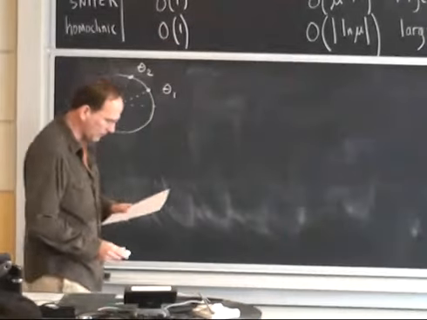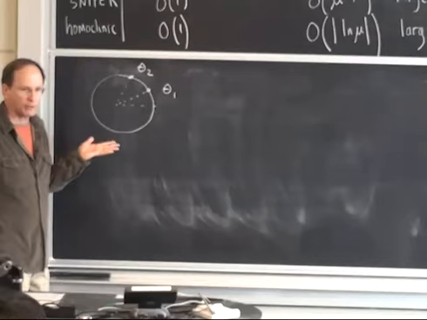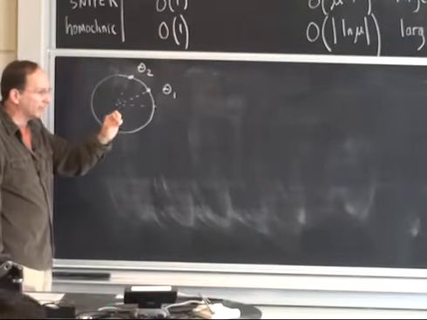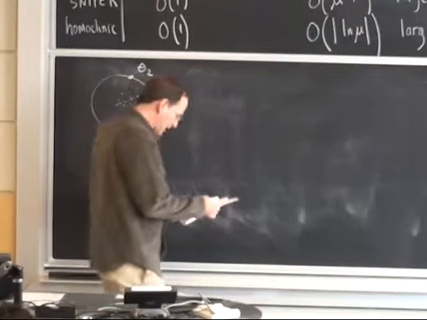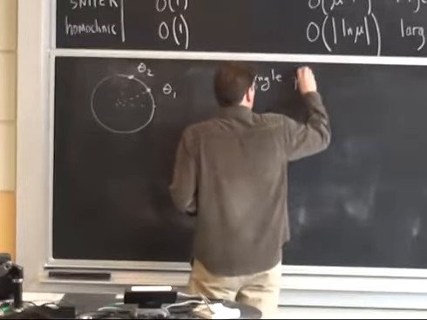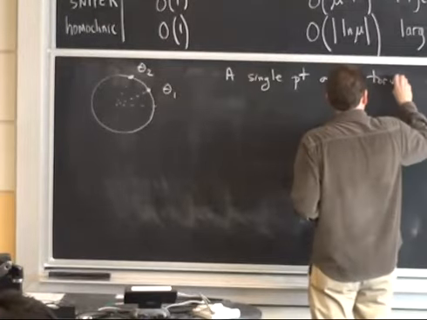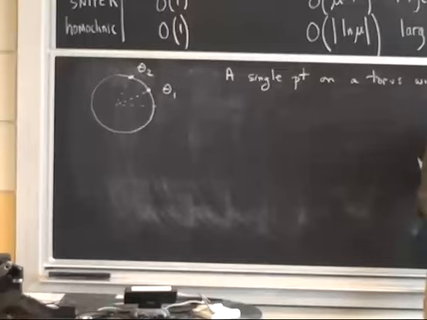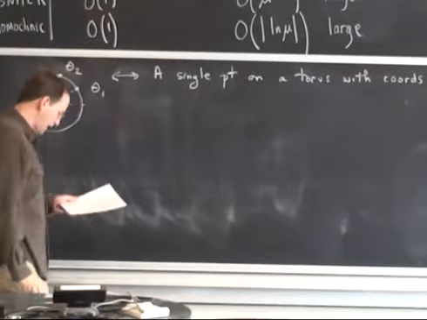That's OK. But that's not really our phase space picture, because we have 2 points. Whereas the whole point of phase space is that we just have one point that represents the state of the system. And so in a phase space way of looking at things, you'd have a single point on a torus with coordinates theta 1 and theta 2. So that picture can be interchanged with this picture.